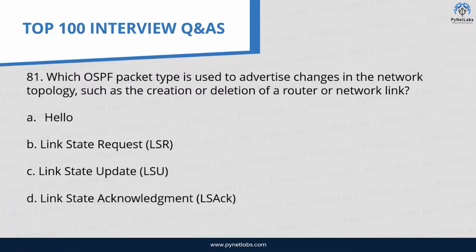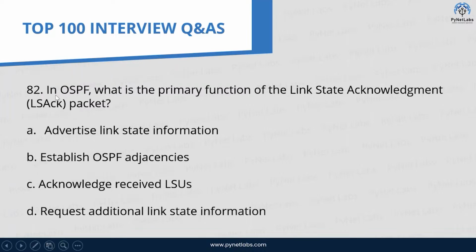Coming to the next question, question number 82. It asks, what's the primary function of the link state acknowledgement packet? What is the use case for link state acknowledge? It is used in OSPF to acknowledge every LSA. We know that in OSPF, there are multiple types of LSA. Try to understand it like this: when a router receives an LSU packet, which contains the updated information from any of its neighbors, the device will send back an acknowledgement packet to the sender.